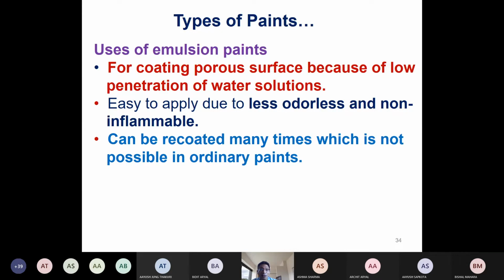Easy to apply due to less odor and non-inflammable. रङ्ग हाल्दाखेरि बास पनि कम आउँछ र they don't catch fire and can be recoated many times, which is not possible in ordinary paint. Ordinary paint लाई धेरै कोट गर्नुहुन्न, त्यसलाई धेरै कोट गर्नुहुन्छ है.